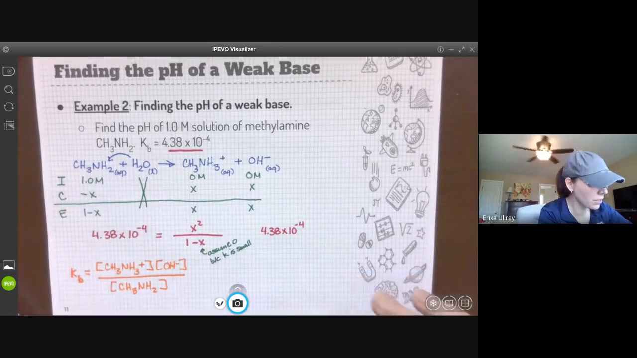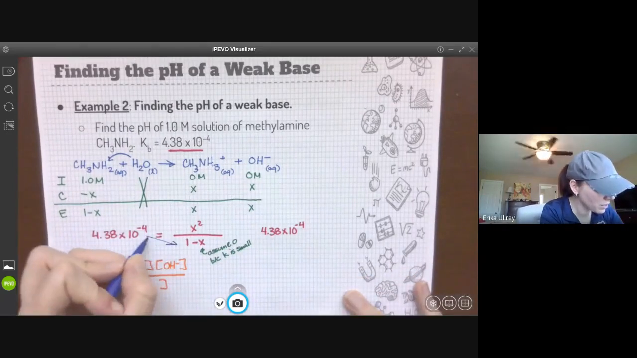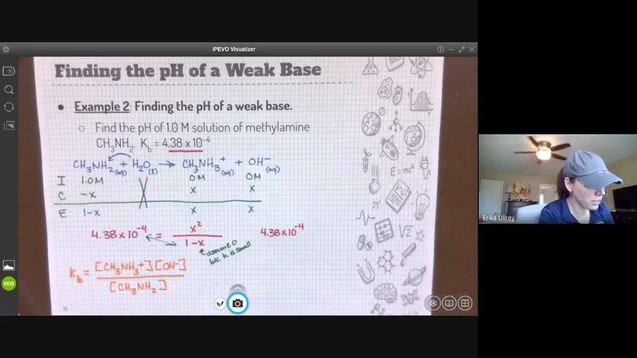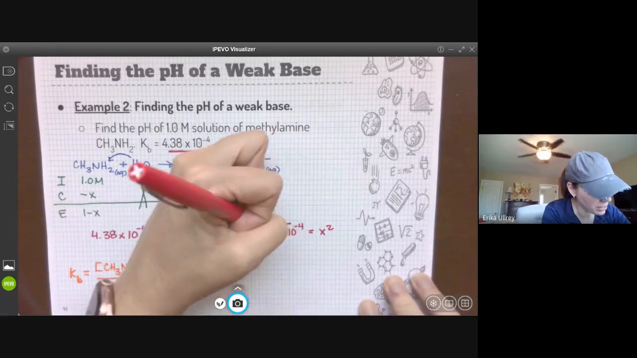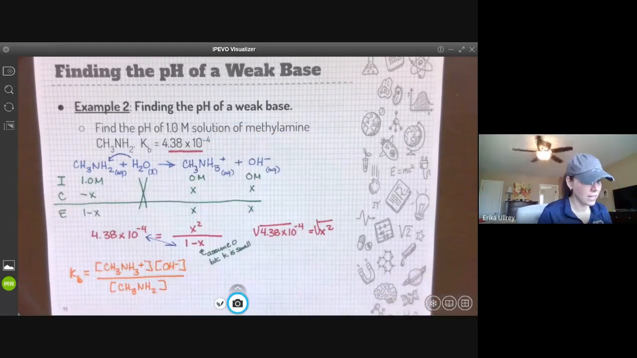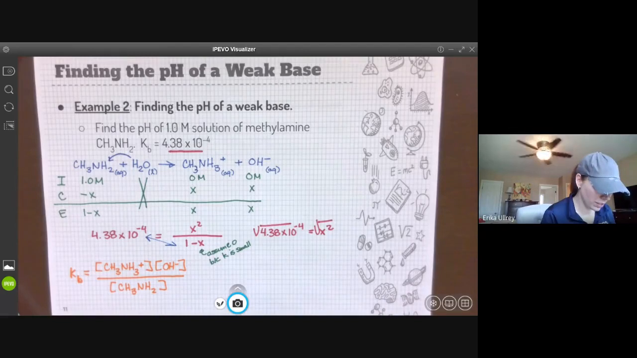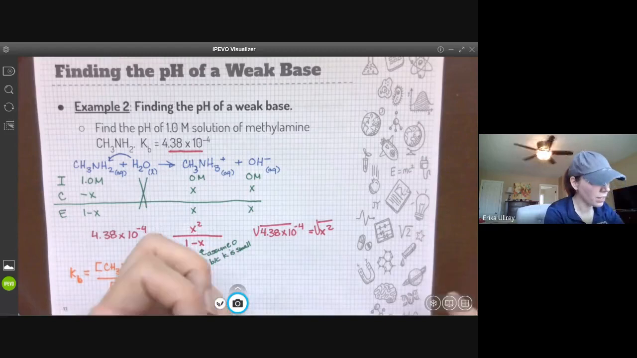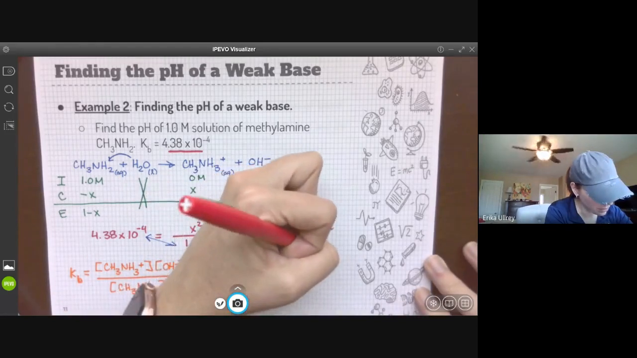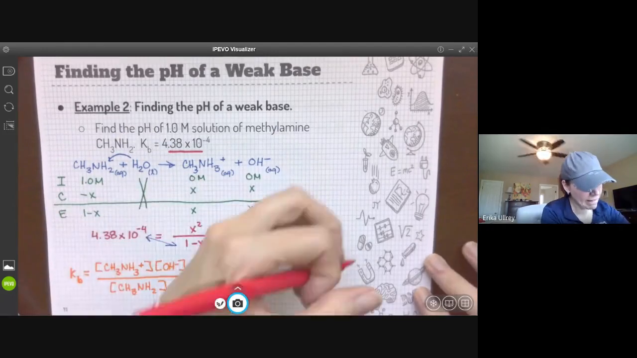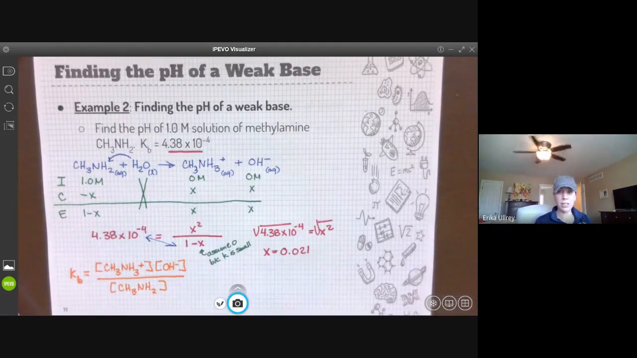Because we're going to do a cross multiply situation, and so that's going to end up equaling x squared. Take the square root of both sides. Okay, so the square root of 4.38 times 10 to the -4th. X is going to be 0.021 roughly. So x, what does x equal, Lisa?